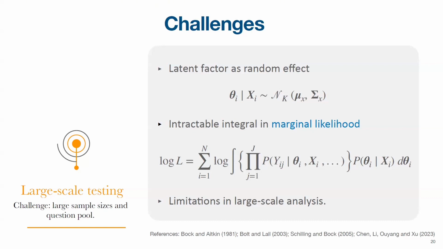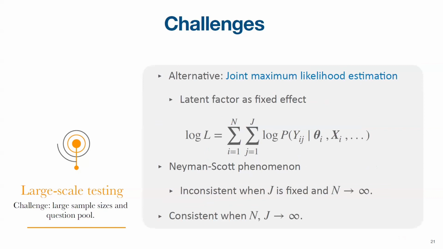Now the integration could be challenging in this large scale analysis. One way to address this is to do a fixed effects estimation. If you treat these random effects as fixed effects, then the estimation would be much easier, since you don't need to handle this integration to get the marginal likelihood. Instead, you can just work with the complete likelihood, the joint. People also call this joint maximum likelihood estimation. If you treat these latent factors as fixed effects, then the form is much easier. You don't have this integration. It can be easier for computation.